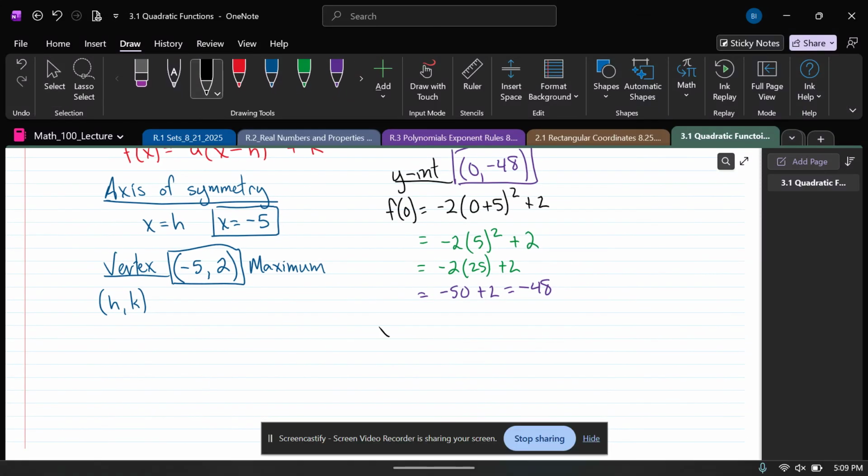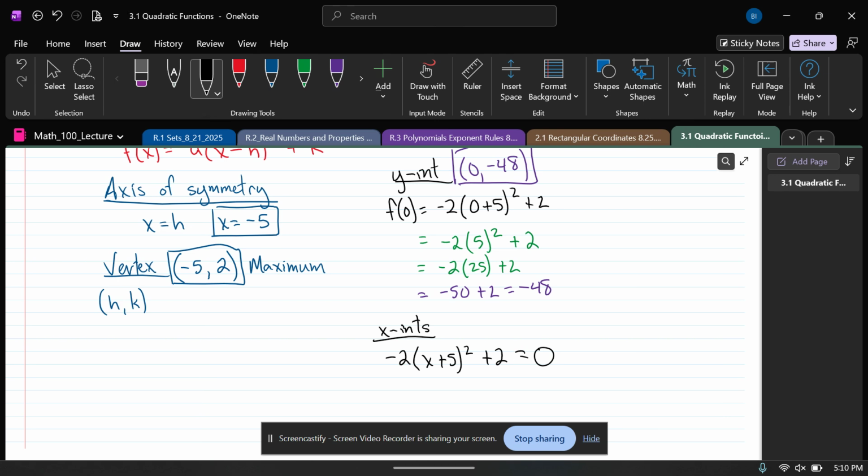Now, x-intercepts. X-intercepts are always more difficult than y-intercepts. No matter what kind of equations you're dealing with, they always are. So I'm going to take the equation, -2 times (x plus 5) squared plus 2, and I'm setting it equal to 0. That's how you find x-intercepts. And we're going to solve this manually, and then we'll verify these with the calculator.